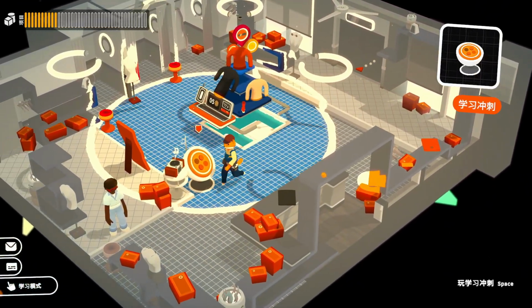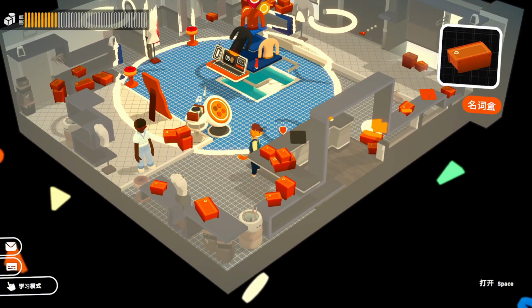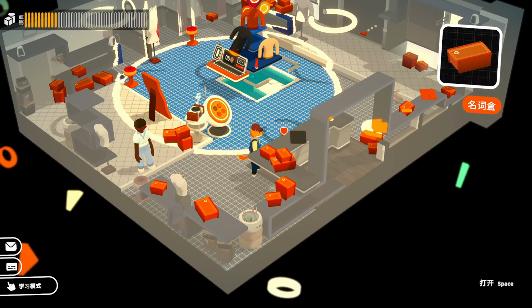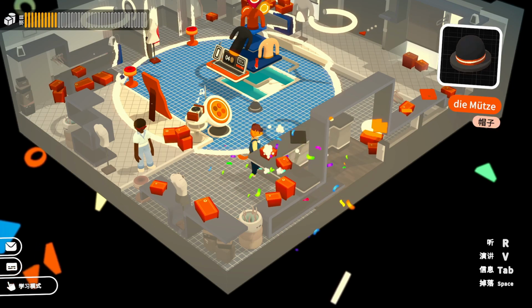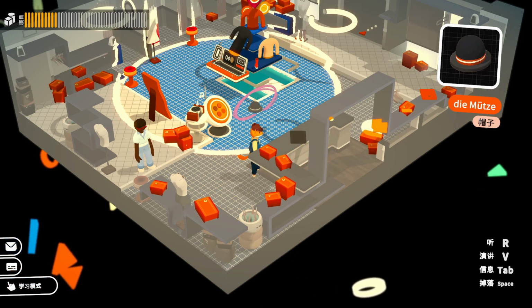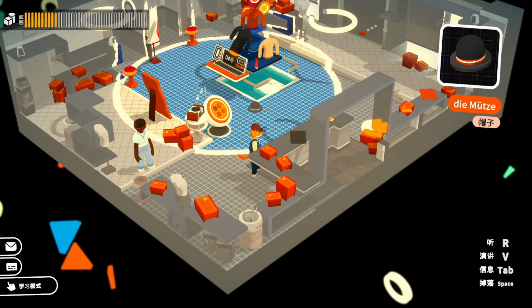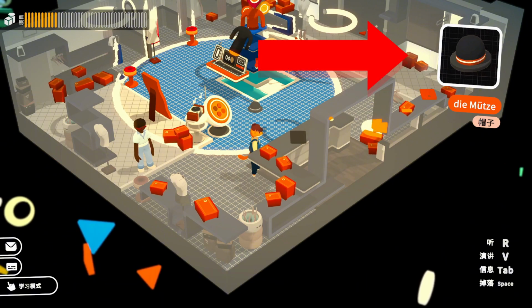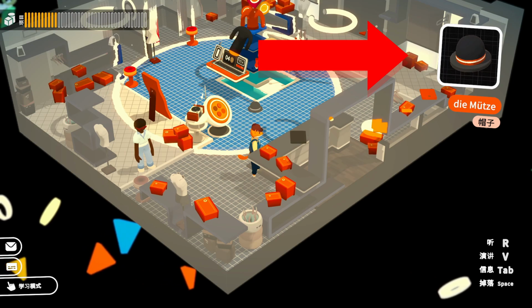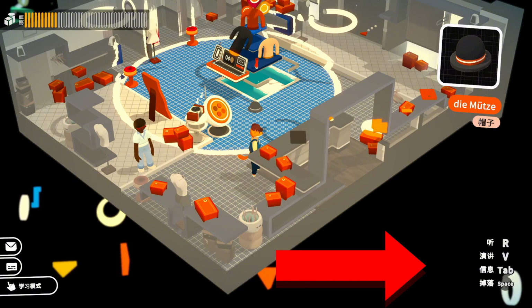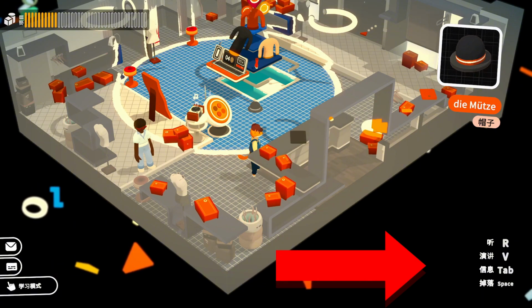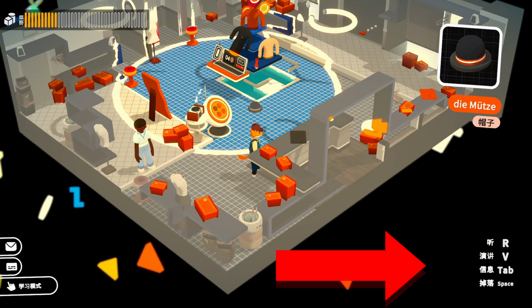The learning in Noun Town works like this. There are noun boxes, so the orange boxes here. You can interact with them by pressing the spacebar. After pressing the spacebar, one object will be lifted over your head. And in the corner up right, you can see the spelling and the meaning. In the corner down right, you can see the interactions you can do with this object or with this noun.